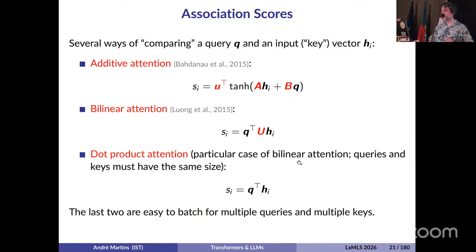So the one advantage of the last two formulations is that they are much more amenable to parallelization. So if you want to compute, using our GPUs, doing some parallel computation, the similarities between a query and all the input vectors in parallel, we can just turn these into a matrix multiplication, right? You can just do H transpose times Q, and you get all the scores at once. And in this case, that will be a little bit more difficult.